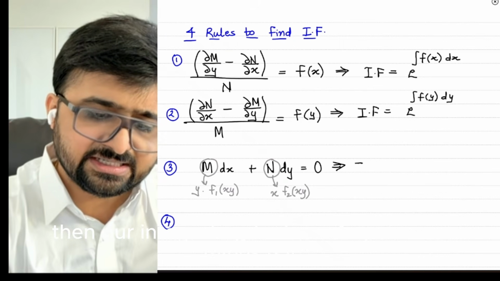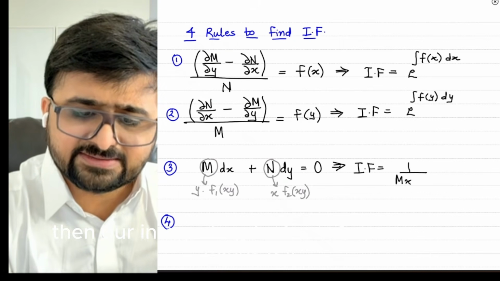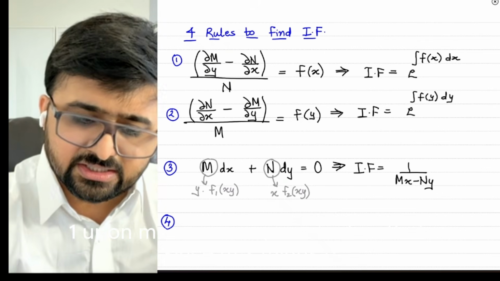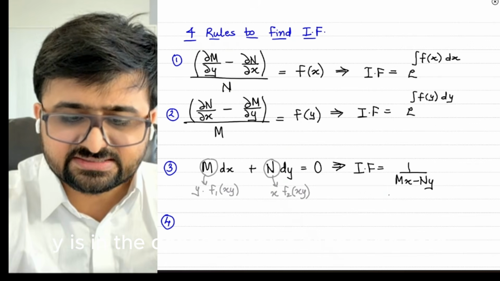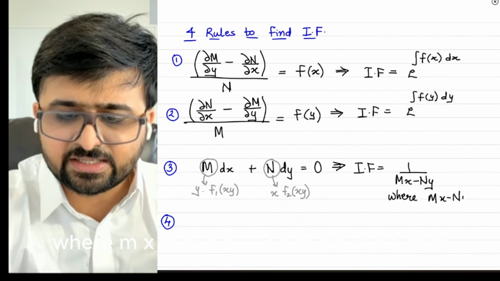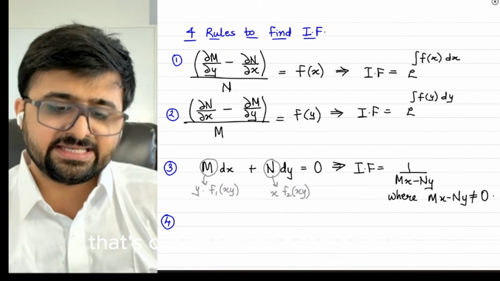Our integrating factor is 1 upon Mx minus Ny. Remember that since Mx minus Ny is in the denominator, it cannot be 0, so Mx minus Ny is not equal to 0. That's our integrating factor.